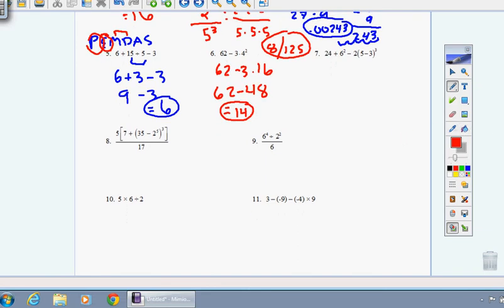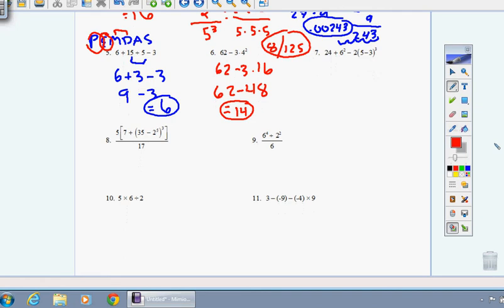Alright, let's go on to problem 7 here. Problem 7 looks pretty tricky. It looks like we're going to have a little bit of everything in this problem. So again, always refer back to our acronym. Please excuse my dear Aunt Sally. So let's start with P here. Do I have any parentheses? I do. So we have to fill that out first.